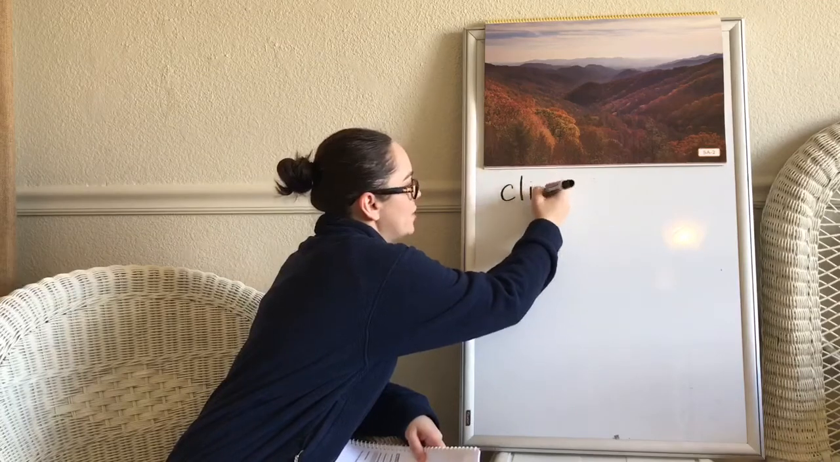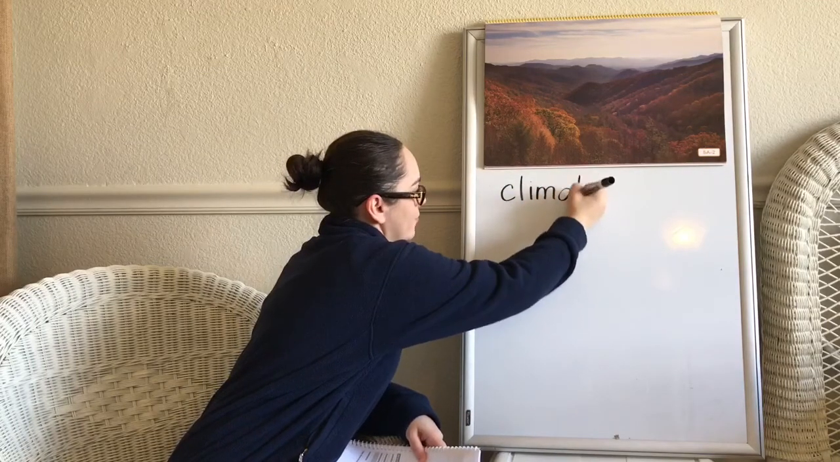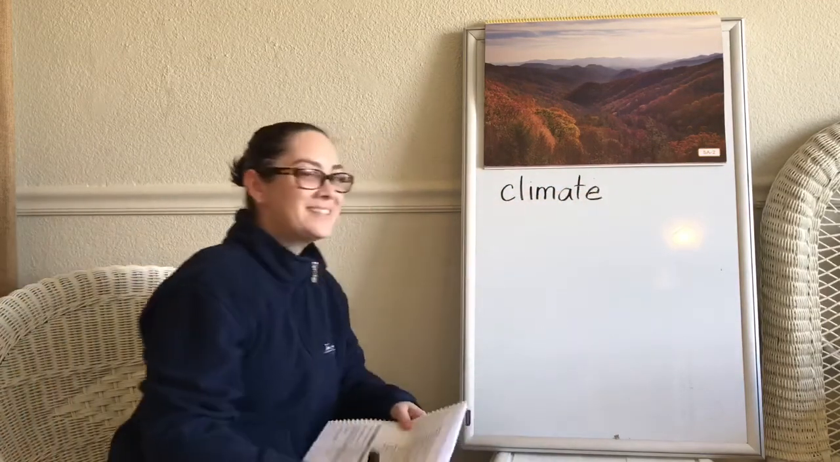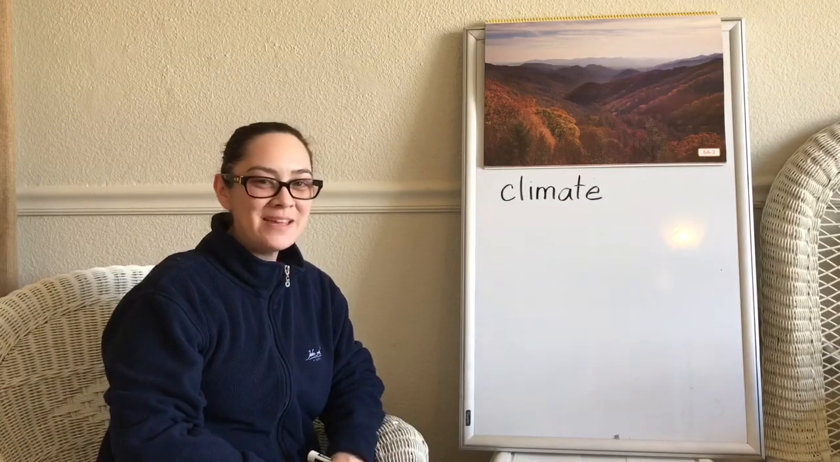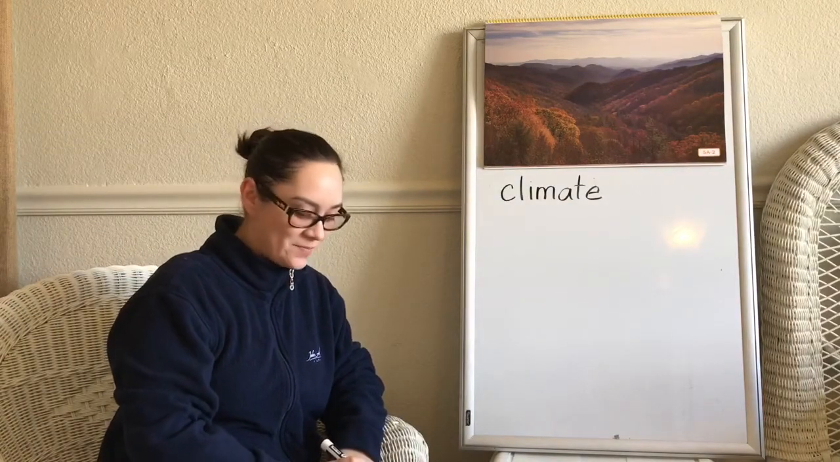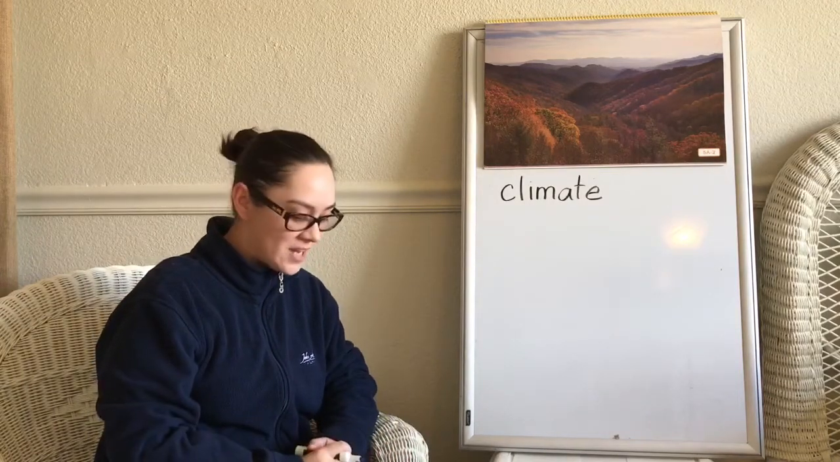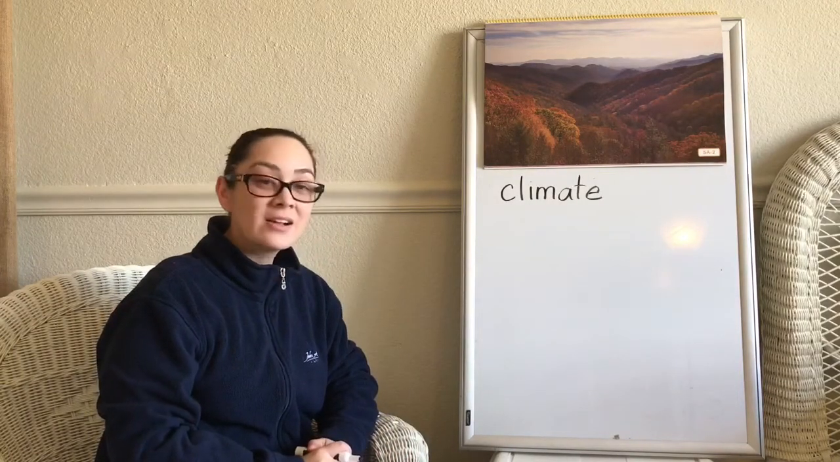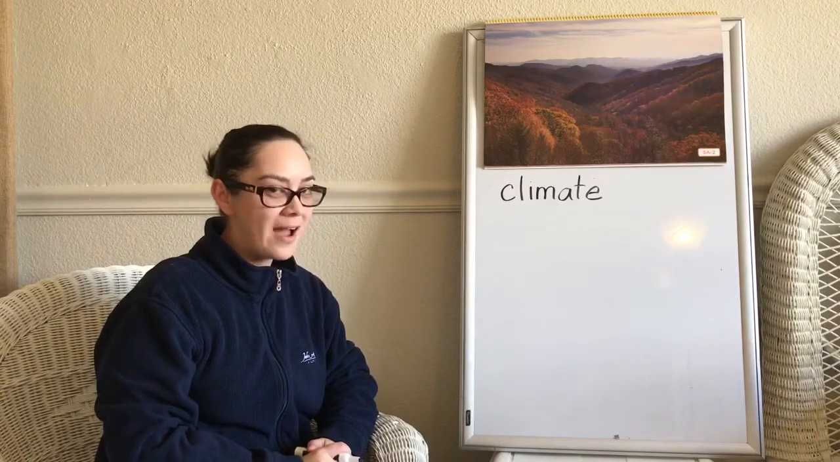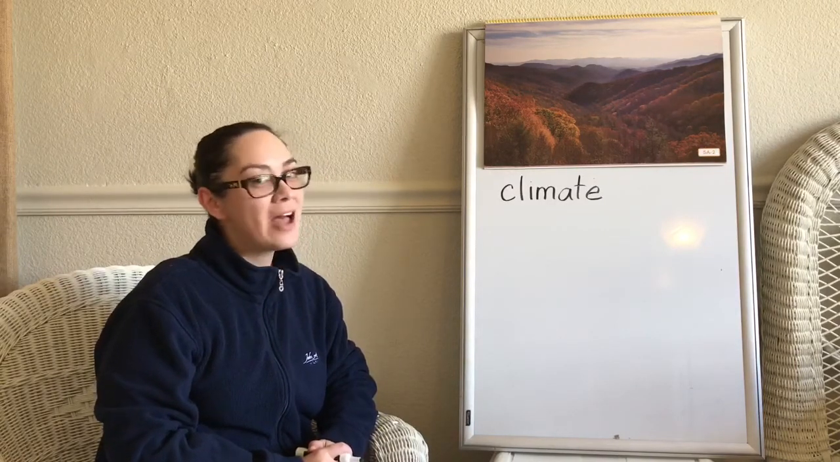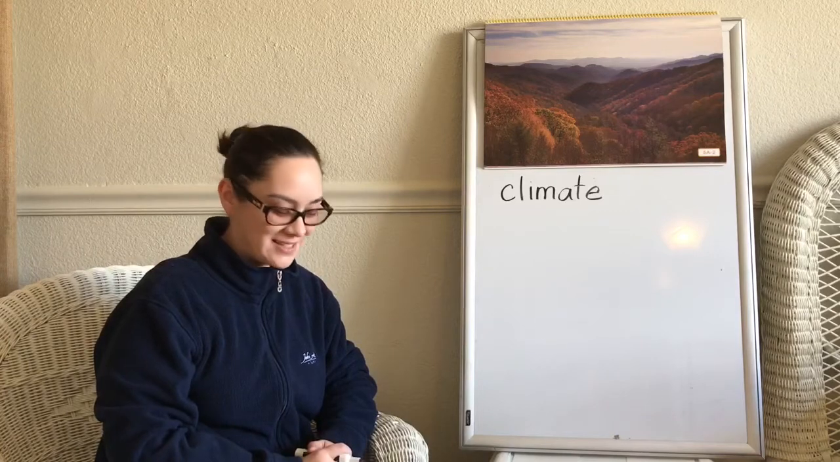Your first word is climate. Please say climate with me. Climate. Thank you. That is the type of weather that a place has over a long period of time. For example, the climate in the desert is very dry and very different from the climate of a tropical rainforest.